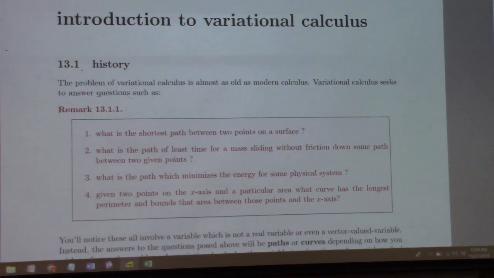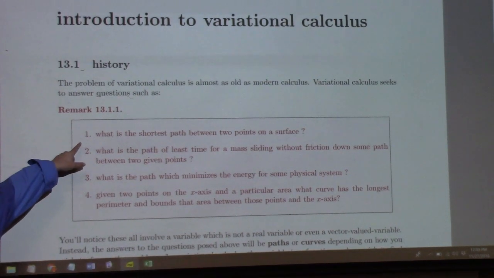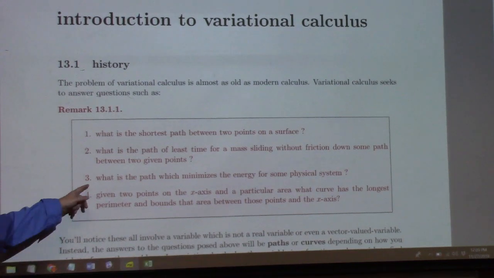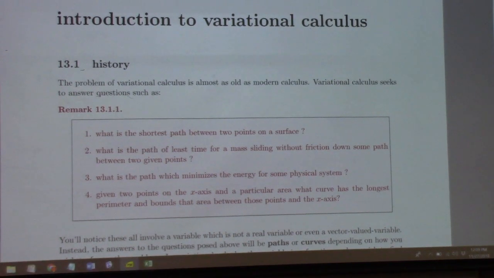Almost all of them are written in terms of some action principle. But here are some questions that variational calculus seeks to answer: what's the shortest path between 2 points on a surface? What's the path of least time for a mass sliding without friction down some path between 2 given points? What's the path which minimizes energy for some physical system? Given 2 points on the x-axis, what curve has the longest perimeter and bounds that area between these points and the x-axis?